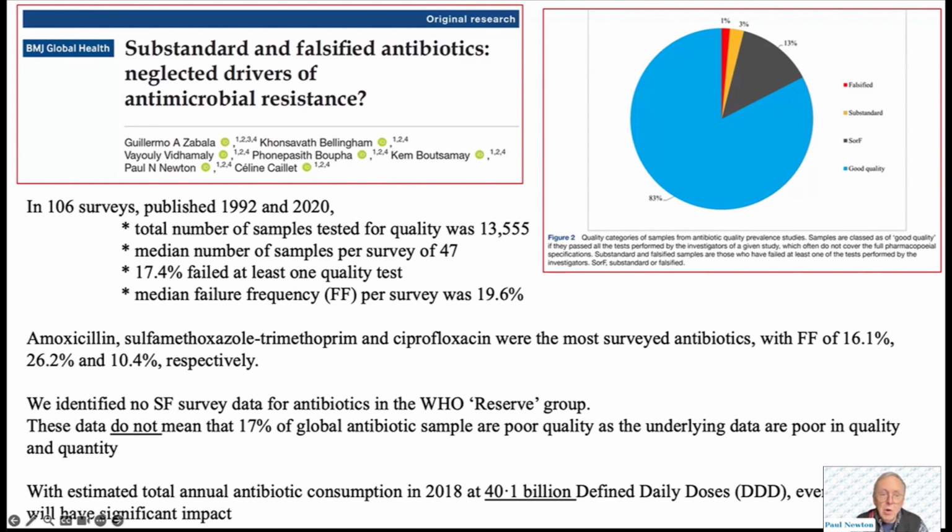Probably the vast majority used globally are of good quality, but there are hotspots through time and space of severe issues. But I would argue that even if 1% of the global antibiotic consumption was poor quality, that would have a significant public health impact.